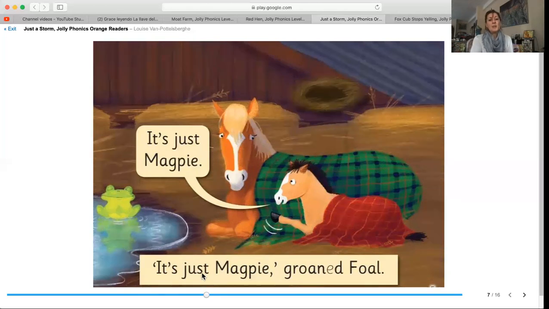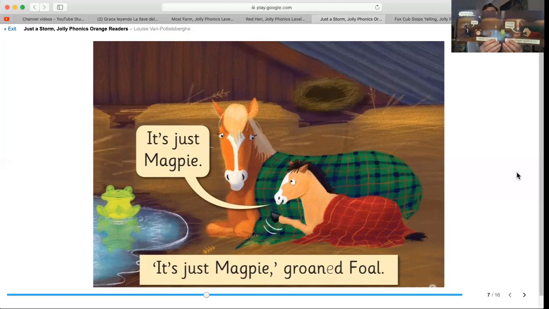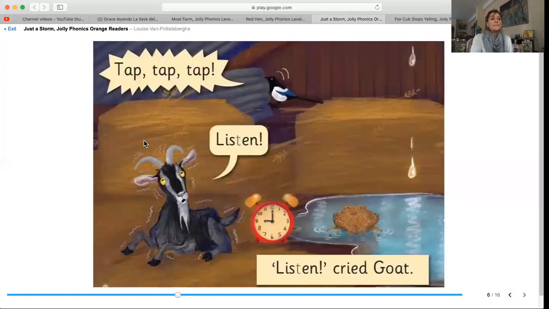The foal groaned, it's just magpie. Look at the frog. He's meditating. He's very peaceful and quiet. So you see the whole picture here. Yes. So are the horses afraid? Who is afraid?